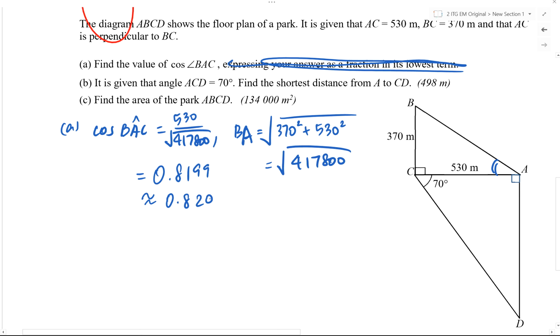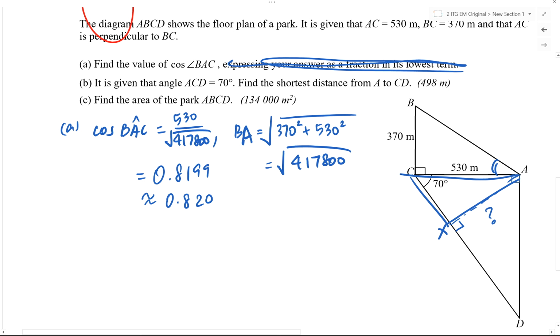Then now the angle ACD is 70 degrees. Find the shortest distance from A to CD. Again, draw your 90 degrees down. Shortest distance, A to CD. Then we're going to find our right angle triangle again. There are so many right angle triangles over here. The right angle triangle that we require will be this one.